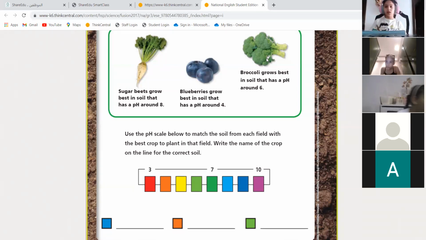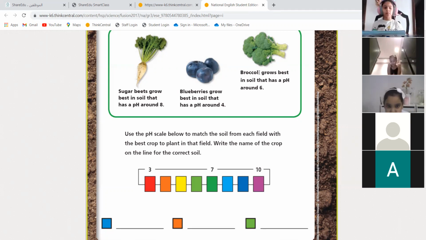Let's start with the broccoli. Miss, what does pH mean? It's a property of soil. They measure how much salt or how much sourness is in it. So they measure the soil with a pH scale. Then they say which crop can grow better in this soil.